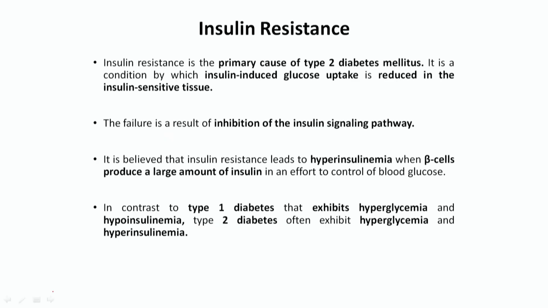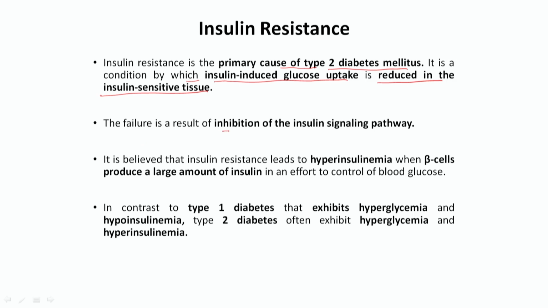So what is insulin resistance? Insulin resistance is the primary cause of type 2 diabetes mellitus. It is a condition in which insulin induced glucose uptake is reduced in insulin sensitive tissue. The insulin induced glucose uptake that normally occurs in the tissue does not develop, meaning the tissue is not responding to insulin, so it is unable to utilize the glucose. It occurs due to inhibition of the insulin signaling pathway. The insulin signaling pathway is not functioning properly, that's why this condition develops.